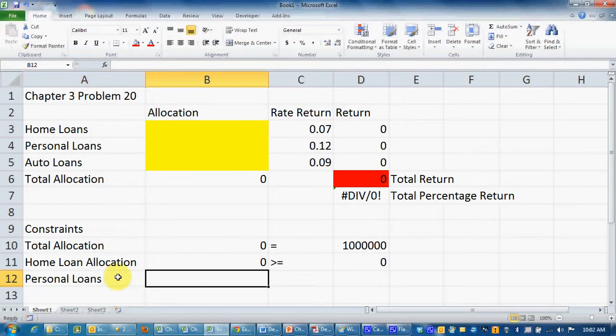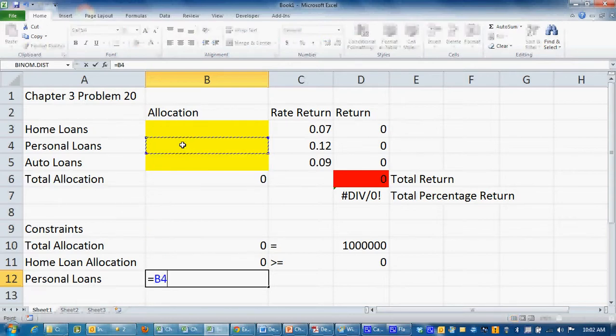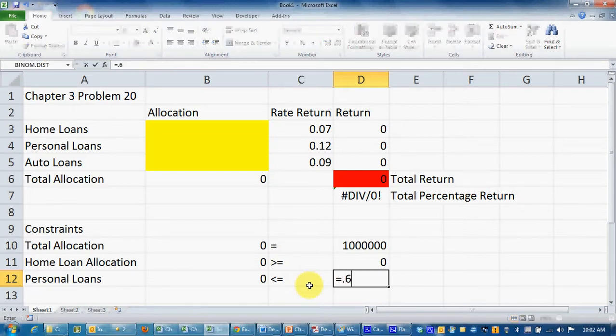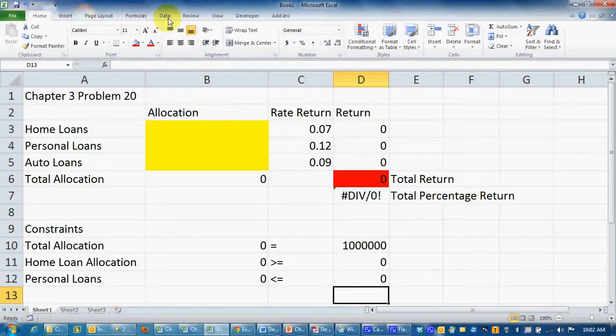And personal loans cannot exceed 60% of the amount allocated to auto loans. So for personal loans, we're just going to go equals B4, cannot exceed, so that means this will be less than. Cannot exceed is less than 60% of auto loans, which would be equals 0.6 times the auto loan number. All right, now let's hop into Solver.